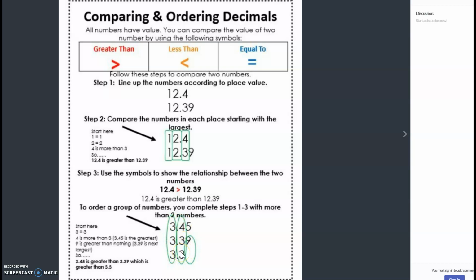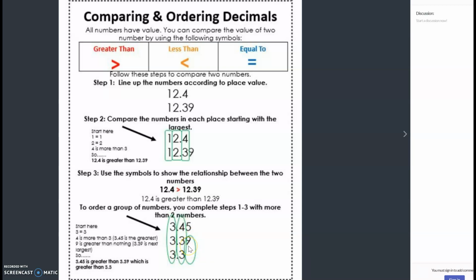Okay, now I do know that if I were ordering these and I was going from largest to smallest, that 3 and 45 hundredths is going to be the biggest. So right over here it says 3 and 45 hundredths is the greatest. Okay, then I would only be comparing these two numbers down here at the bottom. My 3s are the same. I'm going to move on. I have a 9. And I essentially have a 0, okay?